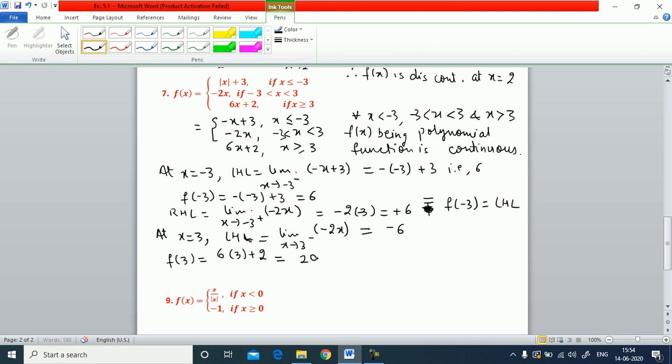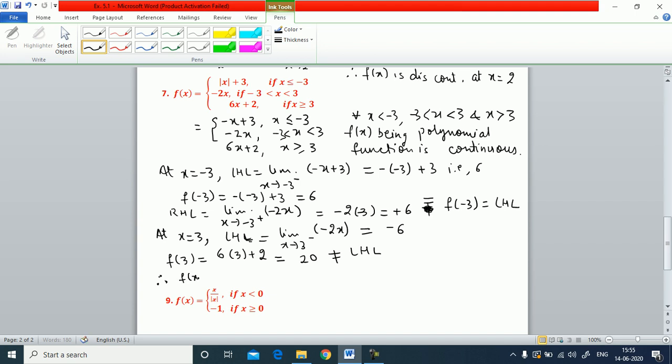So see, I don't have to check the right hand limit because here only we have shown it is not equal to the left hand limit. So at 3 the function is not continuous, but at minus 3 it is continuous. So therefore, because the question says you check the points where it is discontinuous, 3 is the only point of discontinuity.